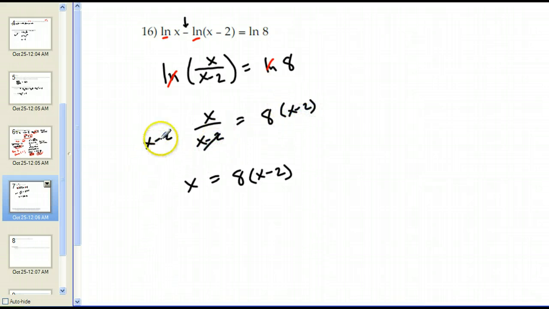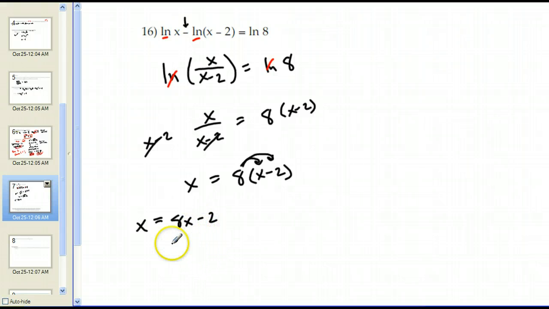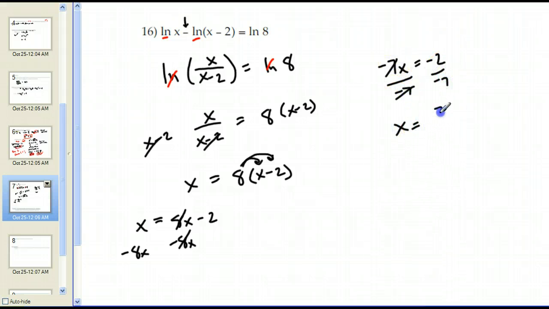It canceled over here. So that's where the x is coming from. And then we're going to distribute this 8 through. So x equals 8x minus 2. Isolate the x, and I've got negative 7x is equal to negative 2. Divide away your negative 7. x equals 2/7. And then throw it in your calculator.